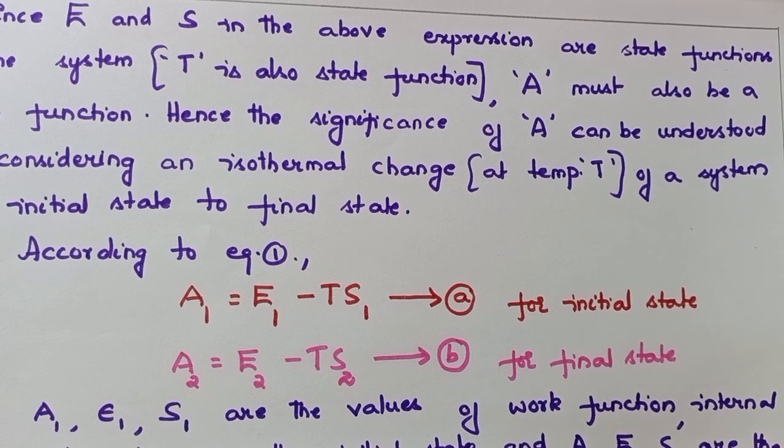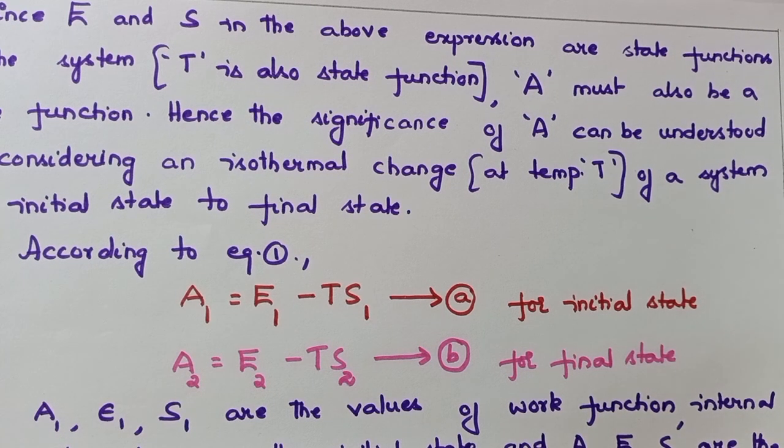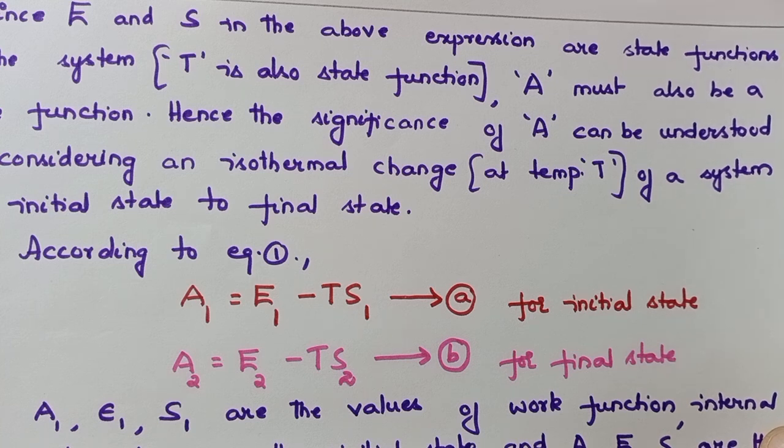Written? Okay. So, below write down, according to equation 1. What is equation 1, ma? A is equal to E minus TS. Okay. So, for the initial state, the expression goes like this: A1 is equal to E1 minus TS1. Mark it as equation A. For the final state, the expression goes like this: A2 is equal to E2 minus TS2.